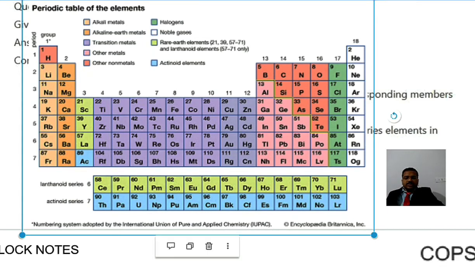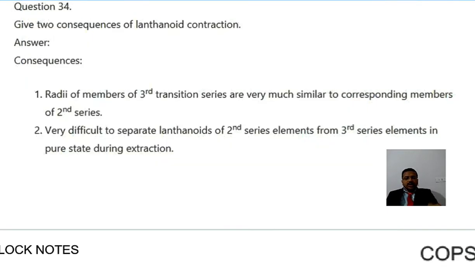So these are the two consequences. This is a definite 2-mark question. What is lanthanoid contraction, and write two consequences of lanthanoid contraction. Lanthanoid contraction is a steady decrease in the size of the lanthanoids with the increase in atomic number, and the cause of lanthanoid contraction is imperfect shielding of the 4f electrons.